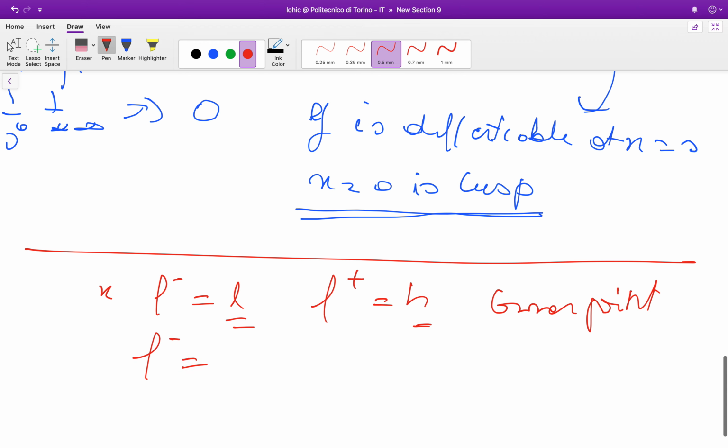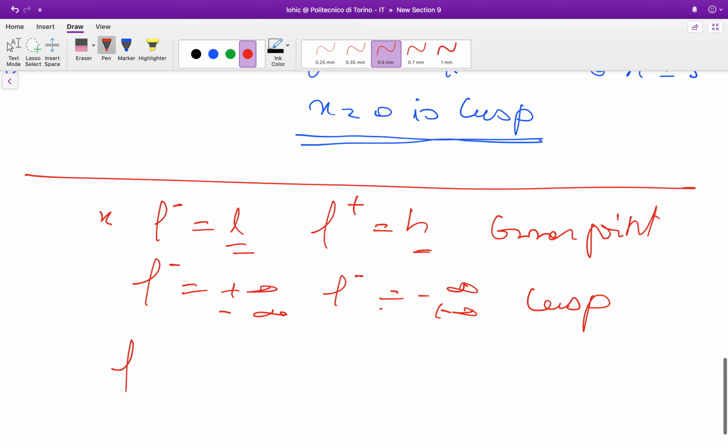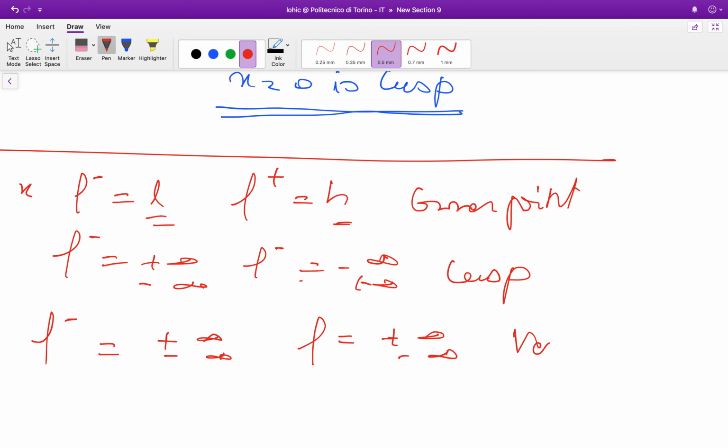But if the derivative from the left gives plus infinity and the derivative from the right gives minus infinity, or vice versa, it is a cusp. If they both give plus infinity or they both give minus infinity, you have a vertical tangent point. A vertical tangent point. Okay?